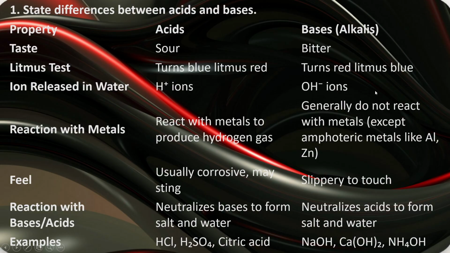Acids release H plus ions, bases release OH negative ions. Reaction with metals: acids react with metals to produce hydrogen gas. Bases generally do not react with metals except amphoteric metals like Al and Zn. Zn means zinc. Feel: acids are usually corrosive and may sting; bases are slippery to touch.